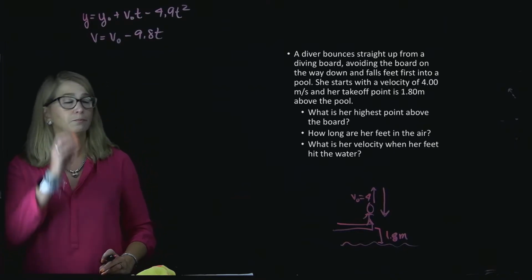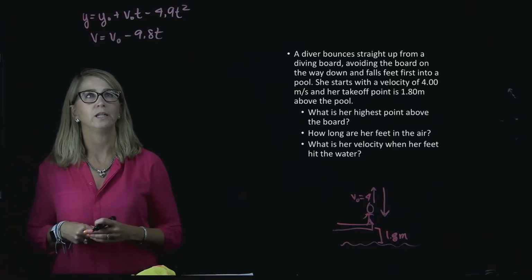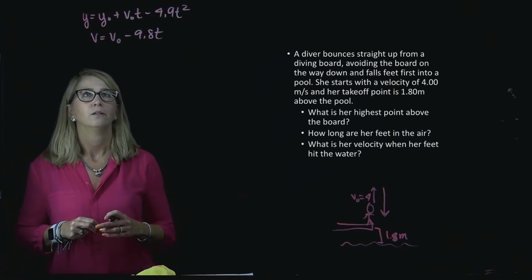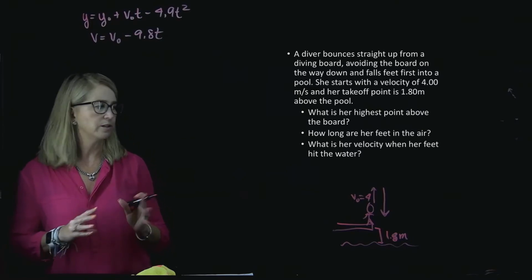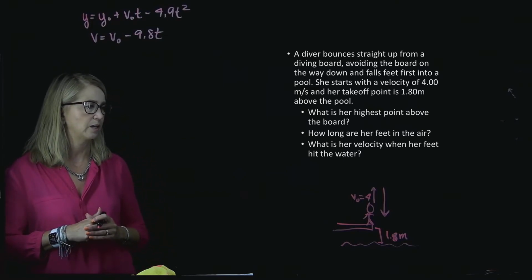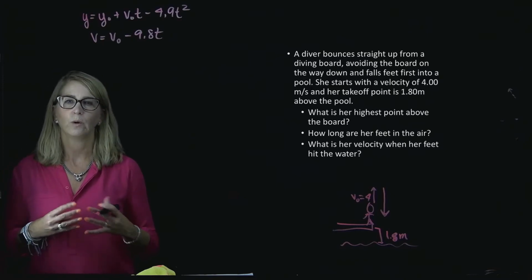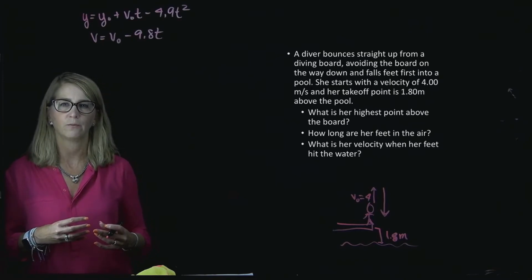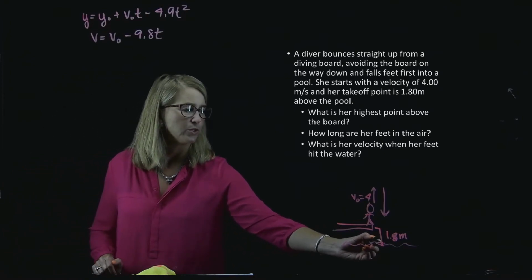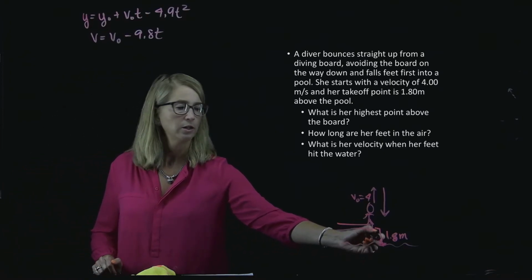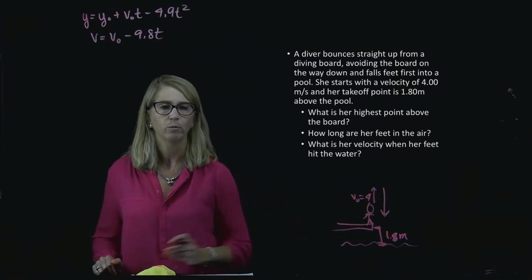Now, when we want to put in some of the values for this, one of the things that we have to decide upon is where are we going to say y is 0? You really have two choices. You could say y equals 0 at the surface of the water, or you could make it the diving board.